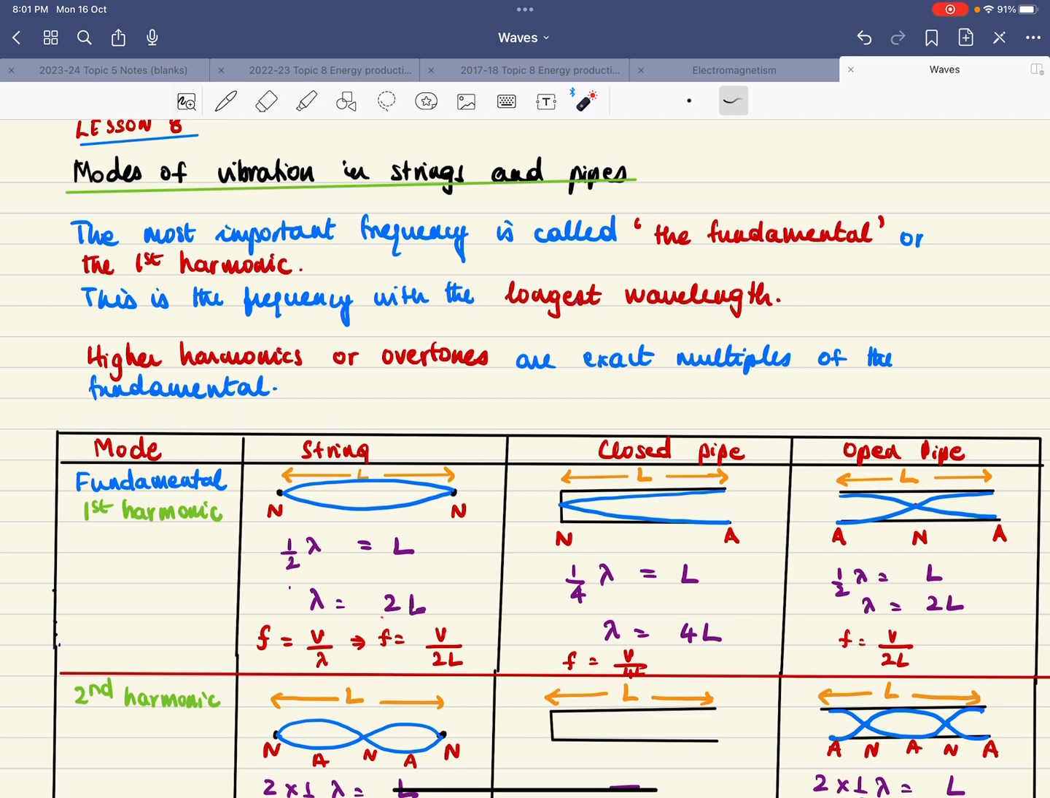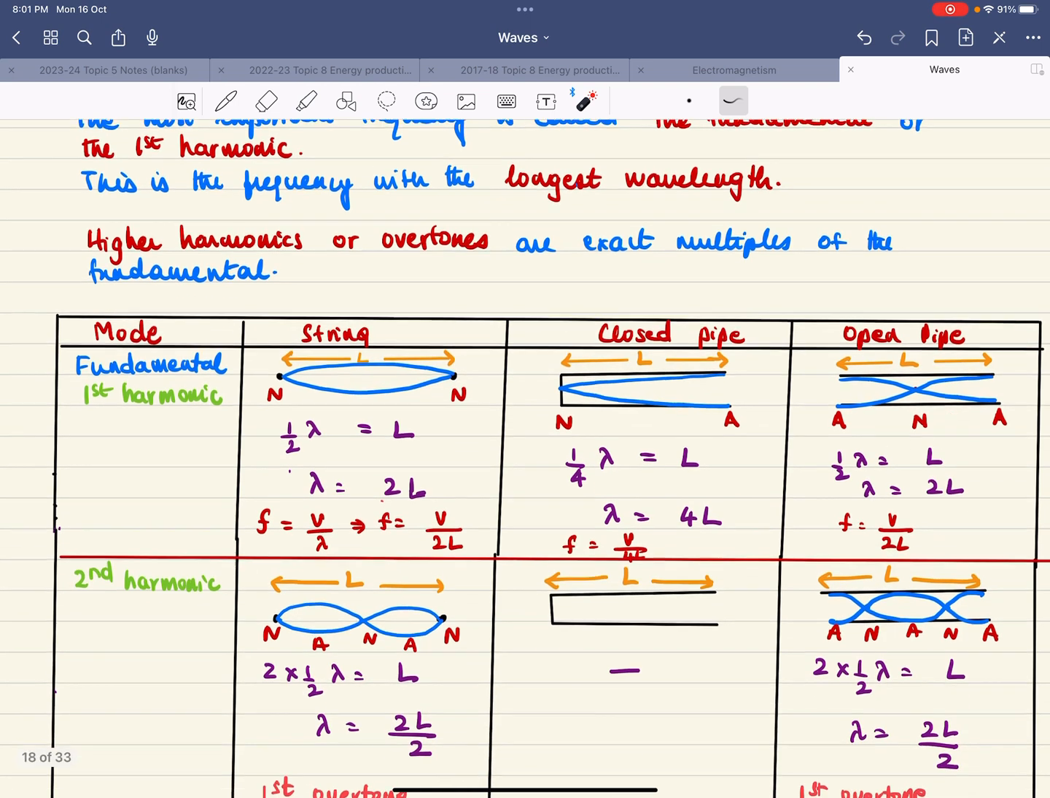In an open pipe, you have to have antinodes at both ends and a node in the middle. So this is like 2 quarter wavelengths back to back. That makes up half a wavelength equal to the length, and you've got lambda equals 2L. And f is equal to v over 2L.